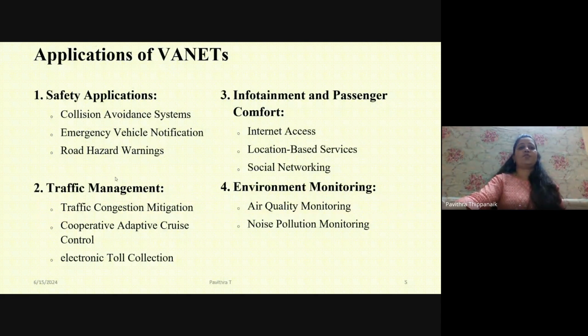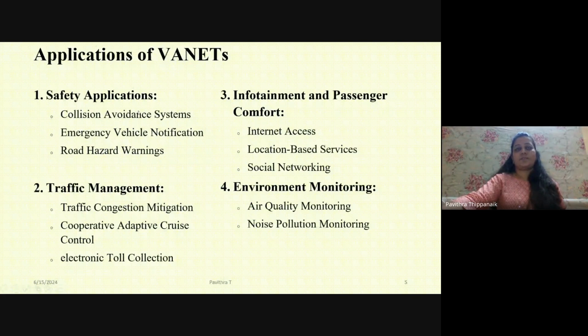a congestion ahead, and so a congestion warning can be given to the vehicle users. And the second one is cooperative adaptive cruise control, where it is possible for us to control the speed, and most of the cars nowadays are making use of this facility. And the third one is electronic toll collection. We have also seen electronic toll collection, and it is also considered to be one of the applications of VANETs.